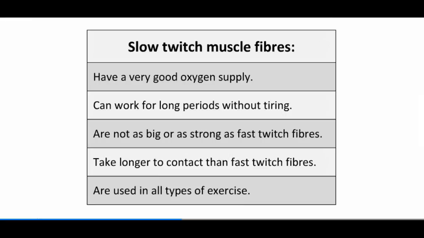Slow twitch muscle fibers have a very good oxygen supply, can work for long periods without tiring, are not as big or as strong as fast twitch fibers, take longer to contract than fast twitch fibers, and are used in all types of exercise.